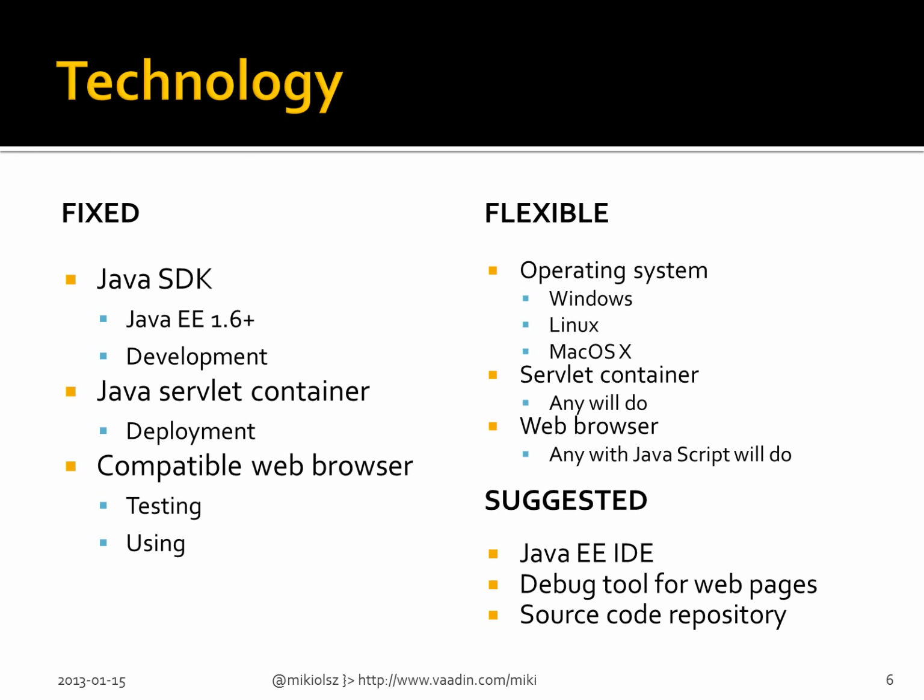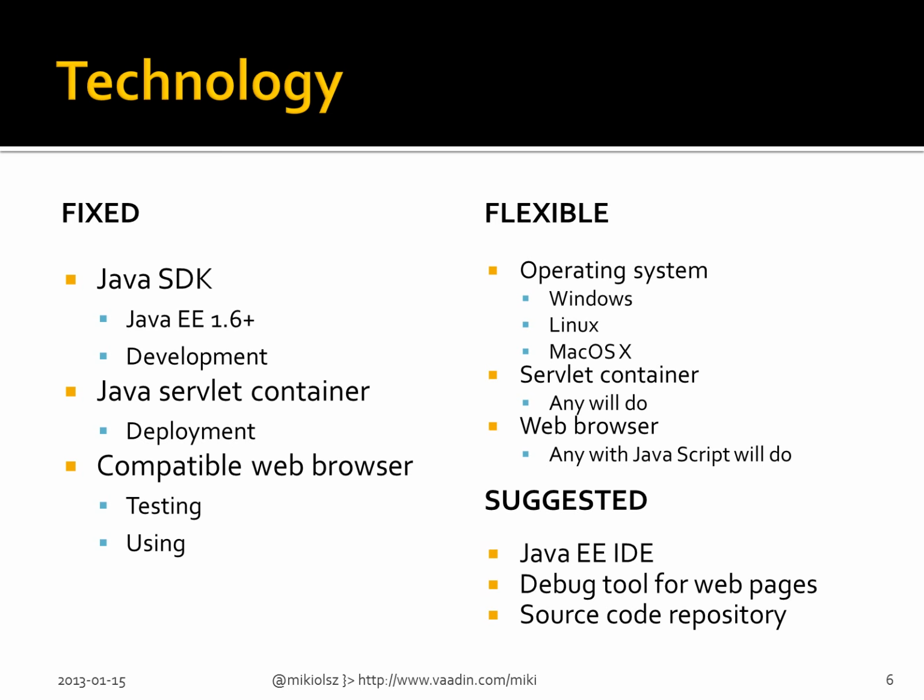So what is fixed or required for Vaadin development is Java version 1.6, and we need that for development. We need a Java servlet container to deploy the application, and then we need a compatible web browser for testing and for using the application. The flexible things are that it can be any operating system, well, any Windows, Linux or Mac. Any servlet container, so it can be Jetty, it can be Tomcat, and a web browser that has JavaScript.